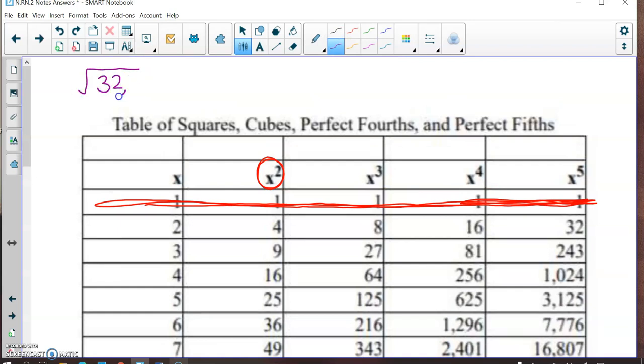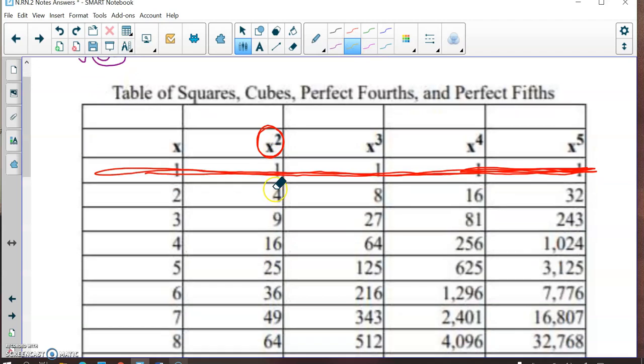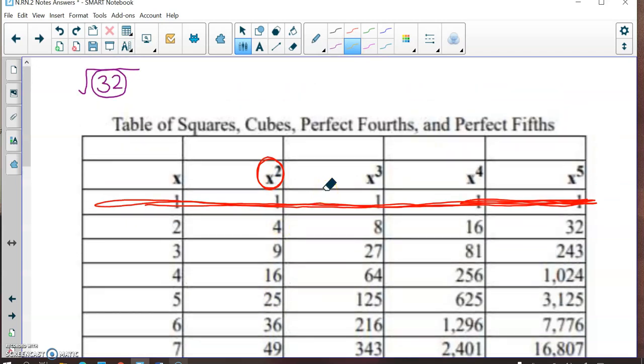So the radicand of 32 is the number that we're focusing on. And what we're going to do is go down the x squared column and find the largest perfect square factor of 32. So in my calculator, I'm going to start with 4.